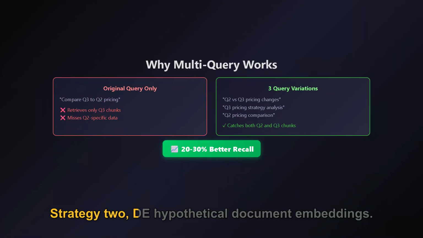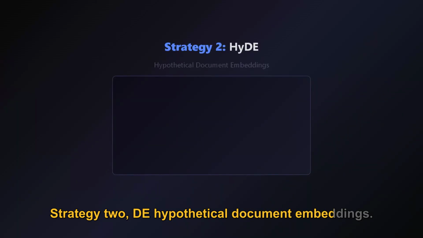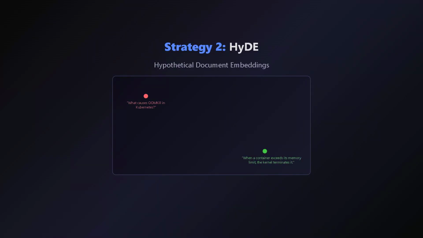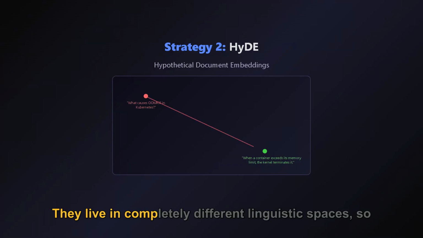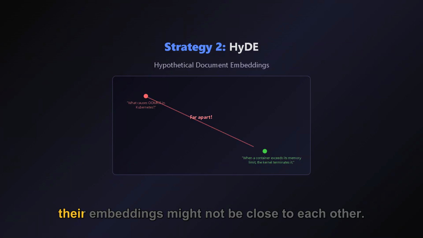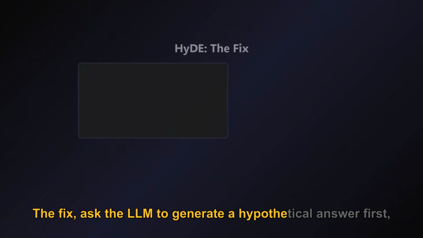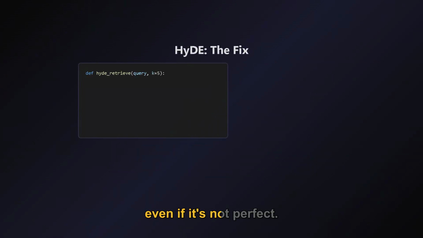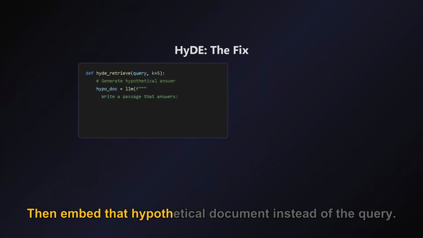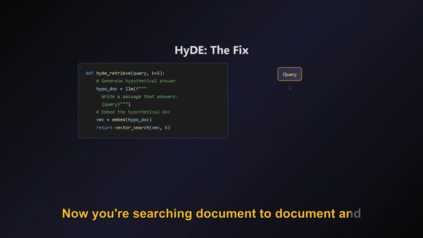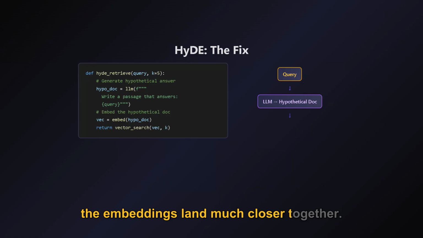Strategy 2: HyDE, hypothetical document embeddings. Here's the core insight. Your query is a question, but your documents contain statements. They live in completely different linguistic spaces, so their embeddings might not be close to each other. The fix: ask the LLM to generate a hypothetical answer first, even if it's not perfect. Then embed that hypothetical document instead of the query. Now you're searching document to document, and the embeddings land much closer together.